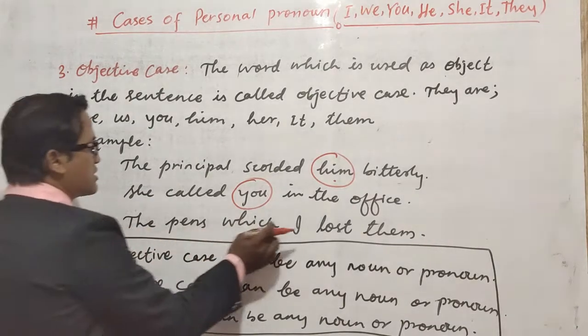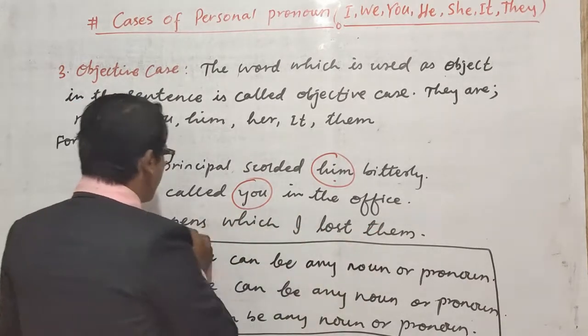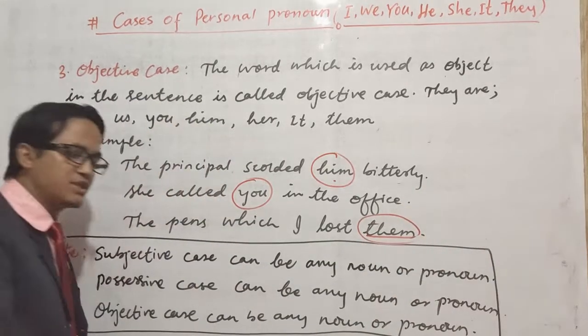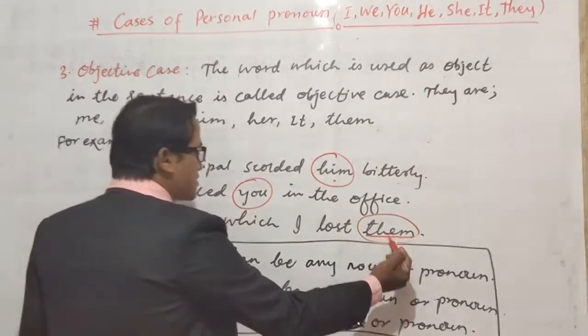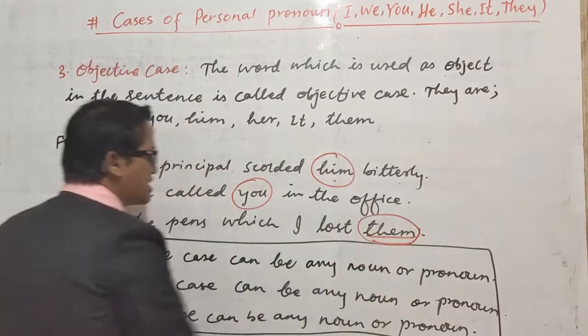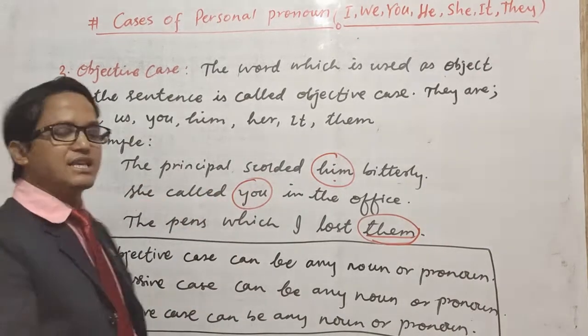Likewise, the pens which I lost them. The pen which I lost them. Pens which are lost means this, them. Them is also what? Objective case. It functions as an object in the sentence, and them is what? Personal object. So like this we can understand easily.